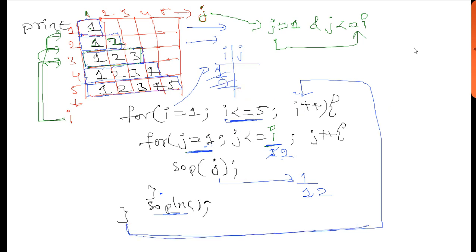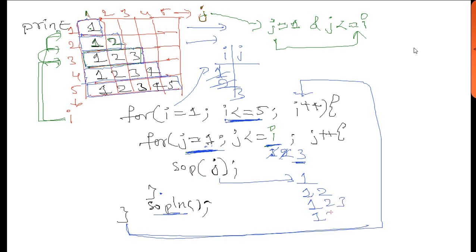What is the step? I is equal to 3. 3 is less than or equal to 5, yes, true, enters here. J is equal to 1, j is less than or equal to I. Tell me what the I is now? 3. 3 means this loop runs from 1 to 3. Therefore the j loop runs 1 to 3 and prints the numbers 1, 2, 3.